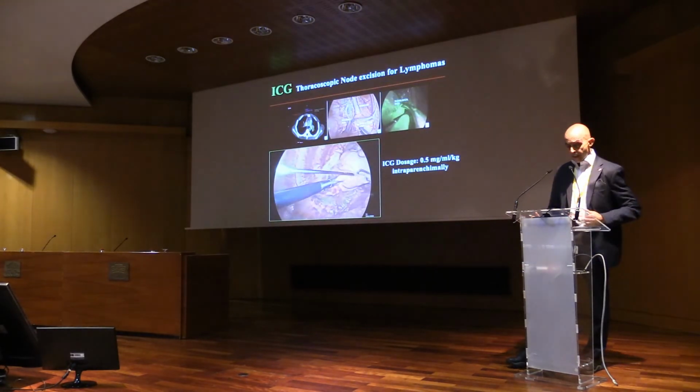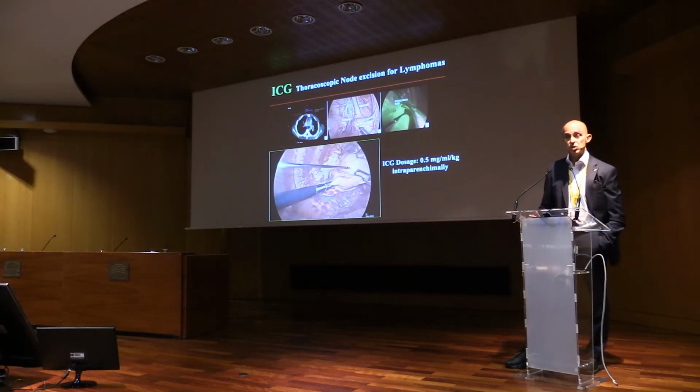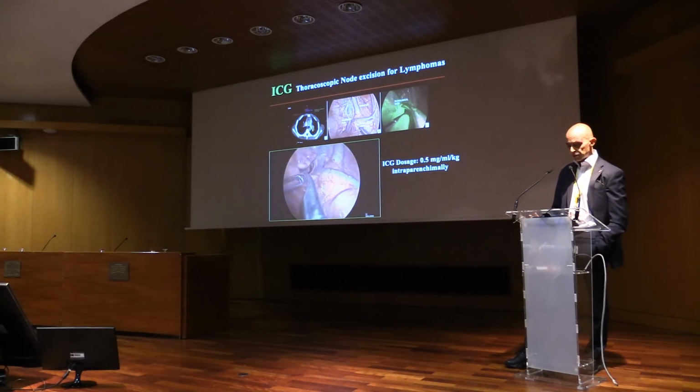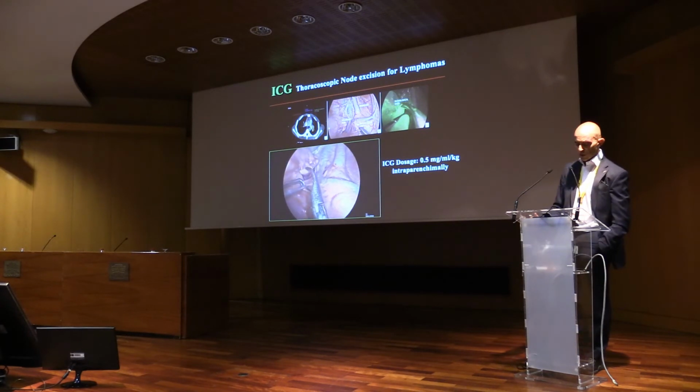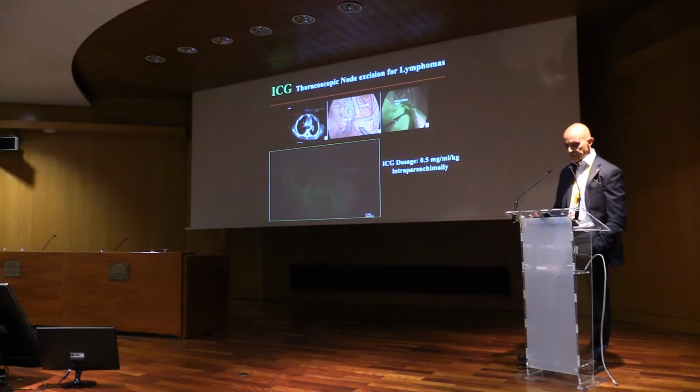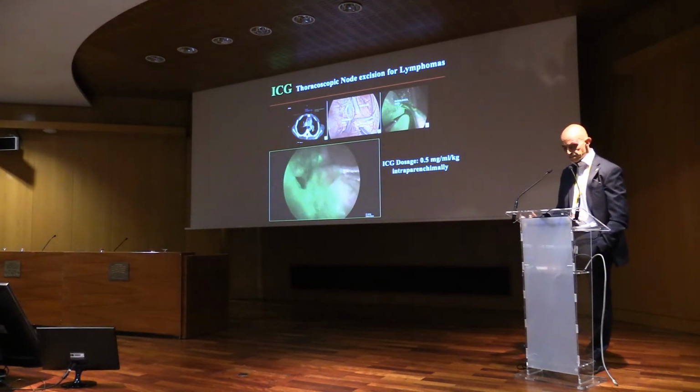Next. And then also to identify nodes in case of lymphomas, you have to work in thoracoscopy. You can inject directly into the lung, and then you can switch to green mode, and then you can identify the pathologic nodes. Next.